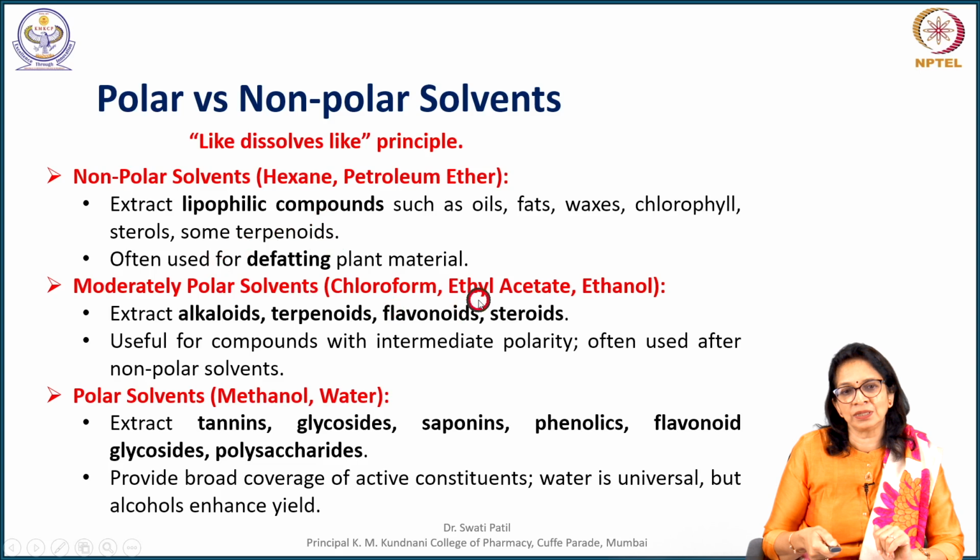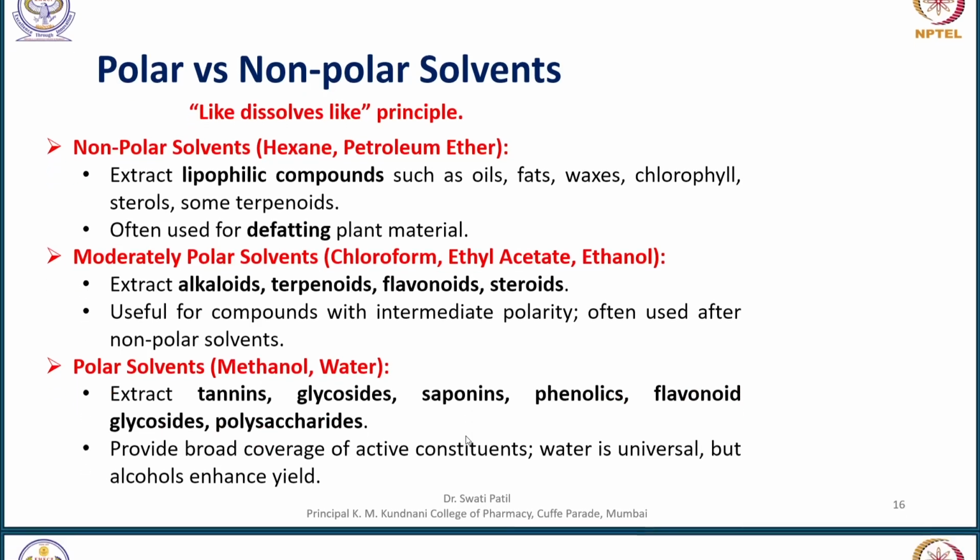Moderately polar solvents like chloroform, ethyl acetate and ethanol can be used for alkaloids, terpenoids, flavonoids and steroids. Polar solvents like methanol and water can be used for polar constituents like tannins, glycosides, saponins, phenolics, flavonoid glycosides and polysaccharides.